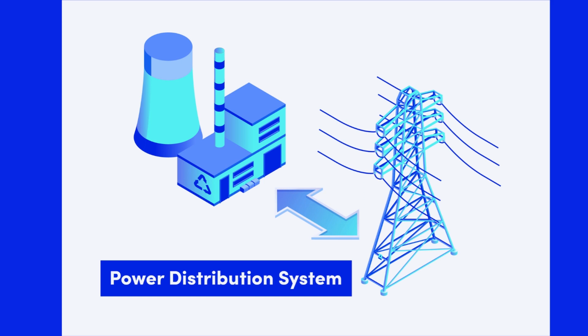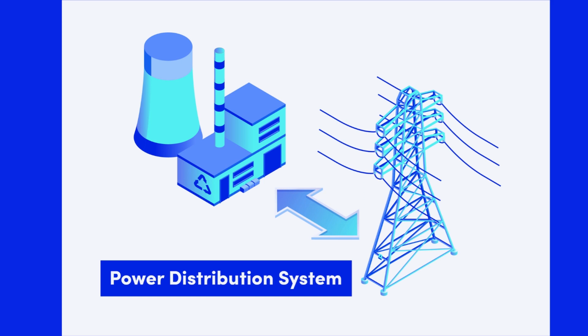Distribution substations. These substations receive electricity from the transmission system at high voltage, usually between 35 kV and 230 kV. They use transformers to step down the voltage to a medium voltage level, typically between 2.4 kV and 33 kV. Image of distribution substation.